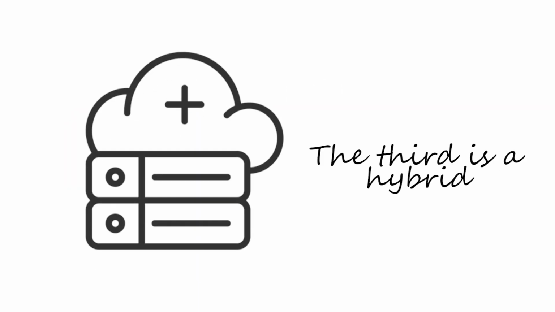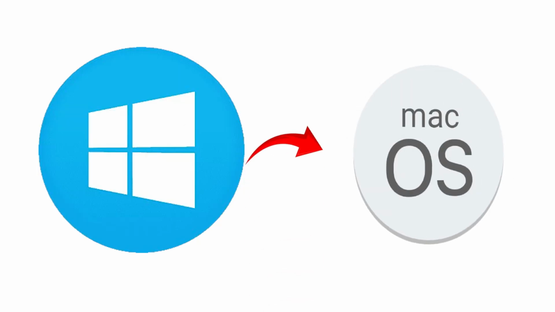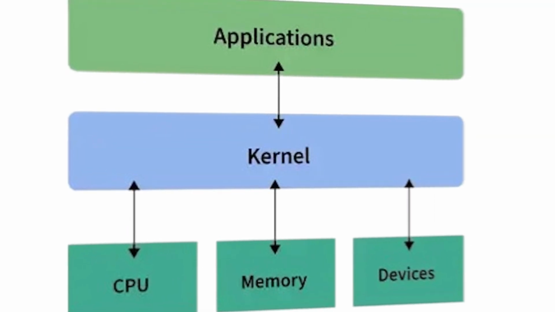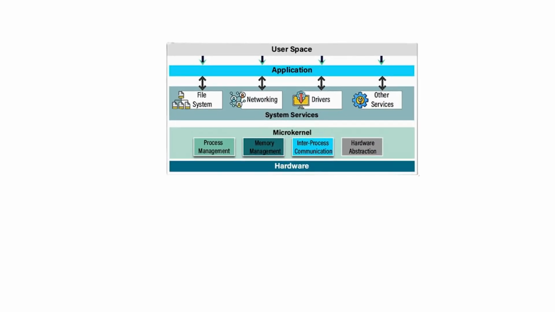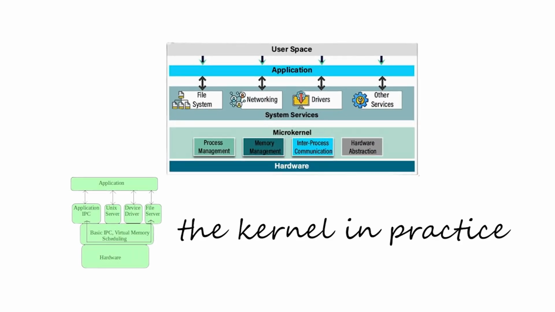The third is a hybrid, which is what Windows NT and macOS both use. Microkernel structure on paper, with performance-sensitive parts pulled back into the kernel in practice.